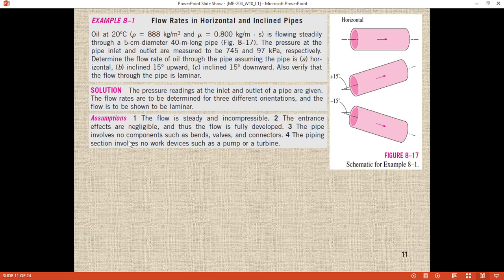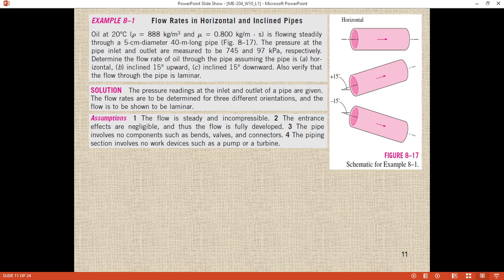Here we are going to make some assumptions. The flow is steady and incompressible. We have to consider the fluid incompressible. If it is not incompressible, then dealing with the fluid is totally different, and the equation we have derived is going to be different. The entrance effects are negligible. We know the entrance effect at the entrance of the pipe: the flow is neither laminar nor turbulent. The flow achieves its laminar or turbulent shape after the entrance region or entrance length.